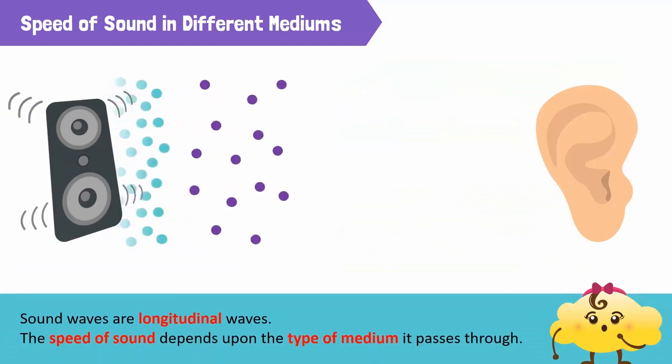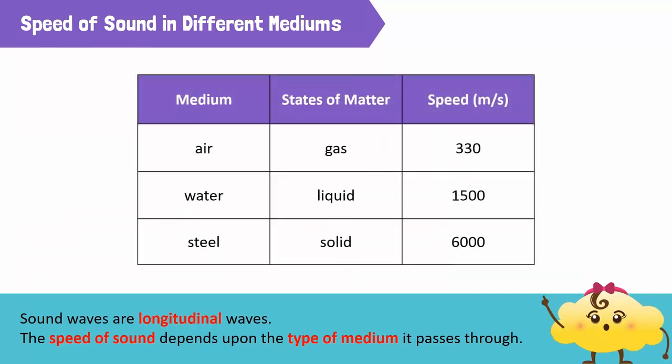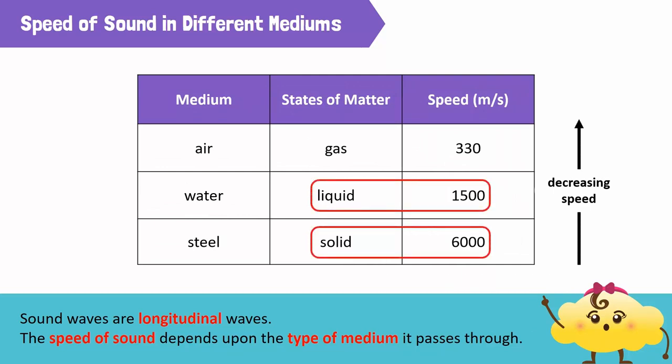Sound waves are longitudinal waves, but the speed of the sound depends upon the type of the medium it passes through. Look at this table. Sound travels fastest in solids, then in liquids, and the slowest in air.